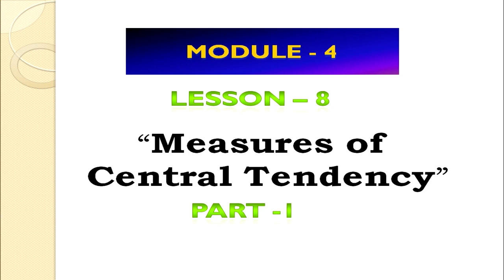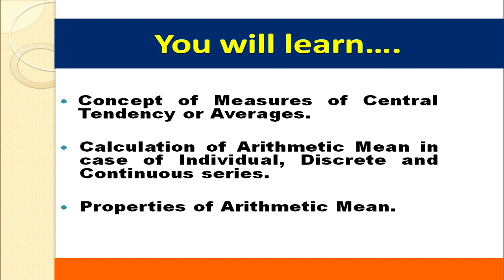Today we are going to discuss Module 4, Lesson 8, Measures of Central Tendency, Part 1. In this module, we are going to discuss the concept of measures of central tendency or averages. Then we are going to discuss how to calculate arithmetic mean in case of individual, discrete and continuous series. After this, we are going to learn the properties of arithmetic mean. So, students, let's start with the class.